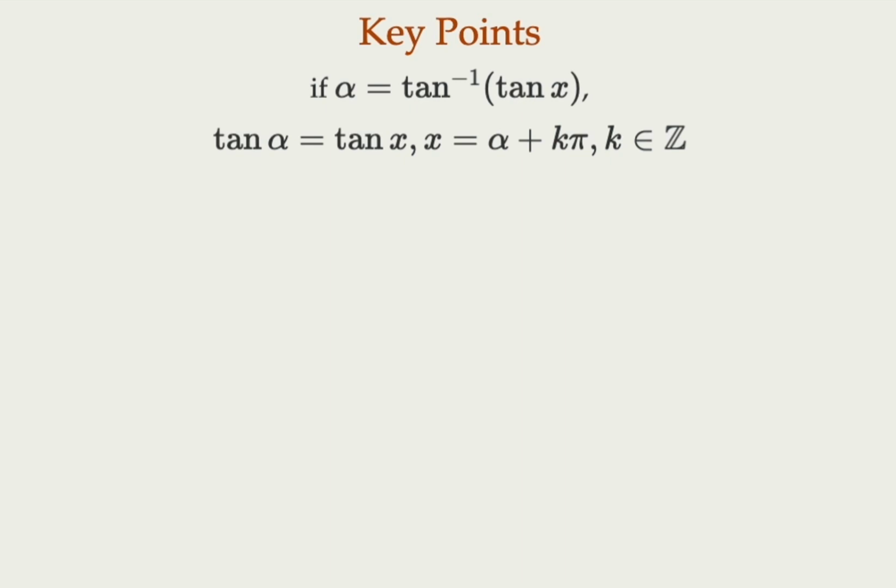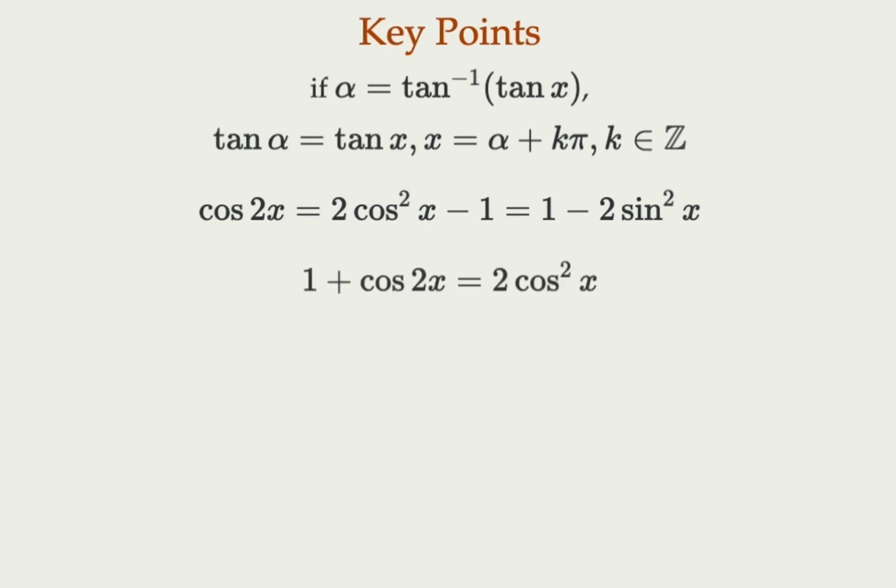Another thing we need to use is the trig identity for the double angle formula: cosine 2x equals 2 cosine square x minus 1, or equals 1 minus 2 sine square x. So it's a very commonly used formula. In this case, we are using this fact: 1 plus cosine 2x was in the original equation. We turn that into 2 cosine square x. All right, so that's some of the key points.